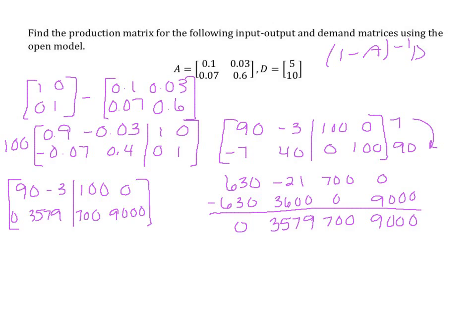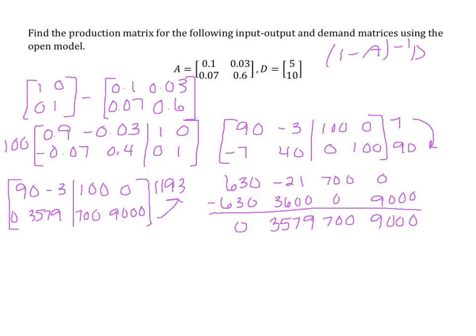Now I need to replace my negative 3 with 0. So let's see here. If I divide 3579 by 3, it's 1193, so it comes out evenly. So I won't need to multiply both my top and my bottom by that. So I'm just going to multiply my top by 1193 and add my bottom to it.